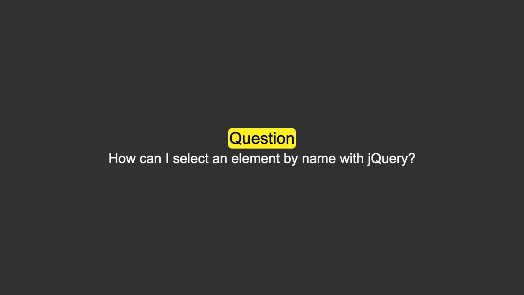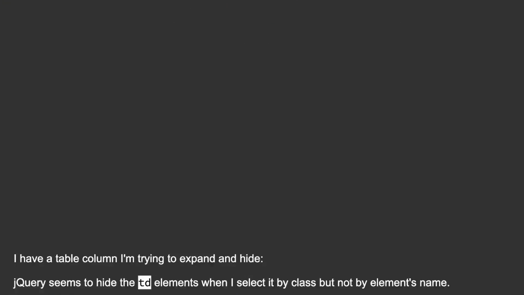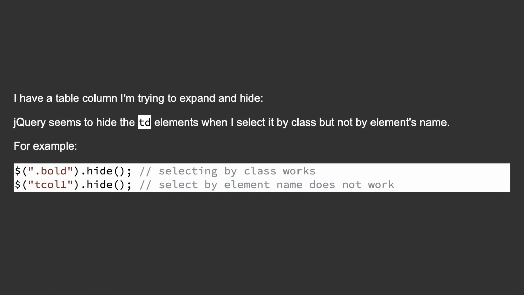How can I select an element by name with jQuery? I have a table column I'm trying to expand and hide. jQuery seems to hide the TD elements when I select it by class but not by element name. For example, selecting by class works, but selecting by element name does not work.